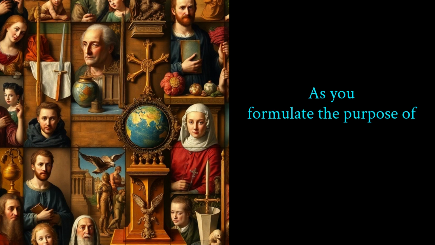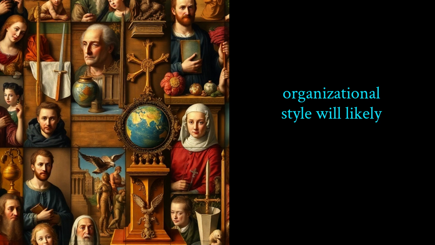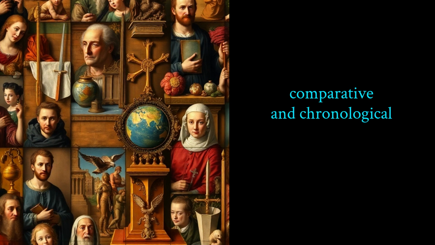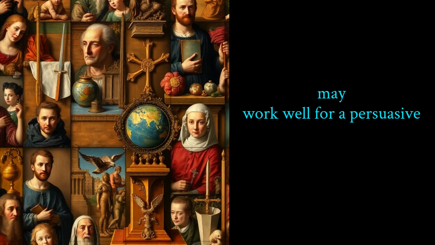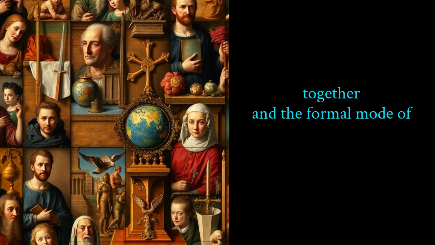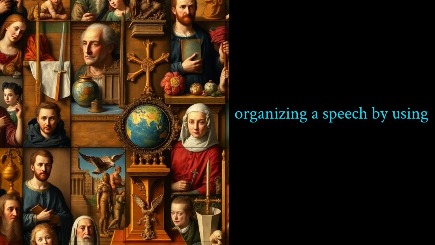As you formulate the purpose of your speech and generate the main points that you will need to include, selecting an appropriate organizational style will likely become easier. The topical, spatial, causal, comparative, and chronological methods of arrangement may be better suited to informative speeches, whereas the refutation pattern may work well for a persuasive speech. Additionally, Chapter 16 offers additional organization styles suited for persuasive speeches, such as the refutation speech and Monroe's motivated sequence, Monroe 1949. Next, we will look at statements that help tie all of your points together, and the formal mode of organizing a speech by using outlines.